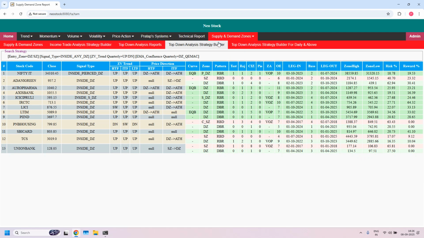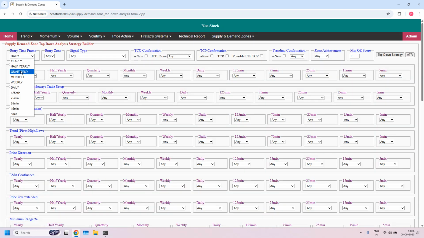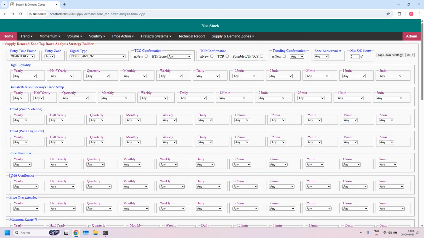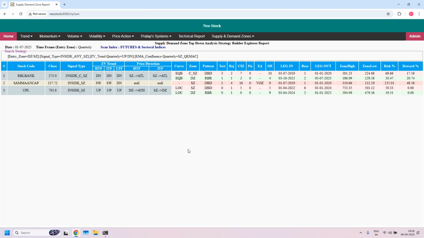Okay. Next, quarterly time frame, price closed inside the quarterly supply zone, we got 12 stocks. Let's further filter based on quarterly supply zone having quarterly EMA confluence. And also trend on the quarterly should not be sideways. We got 3 stocks.